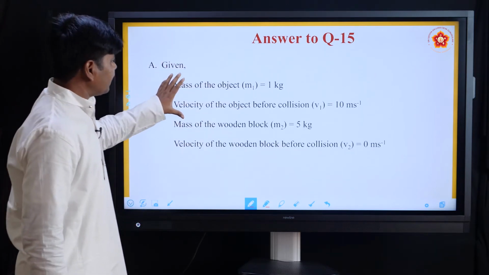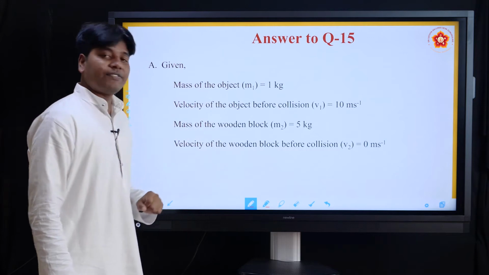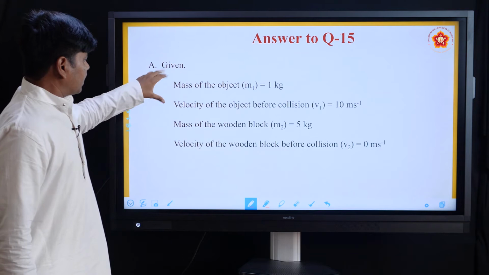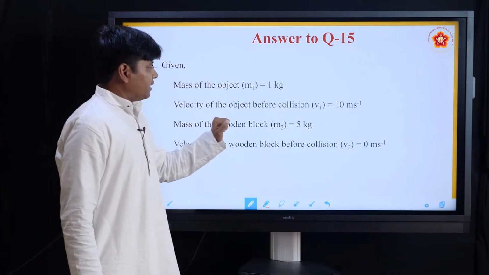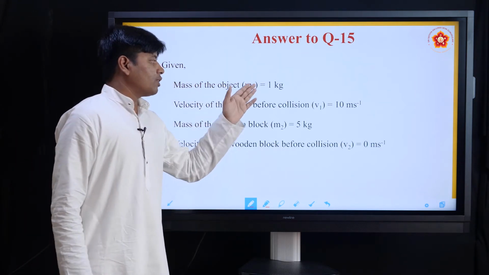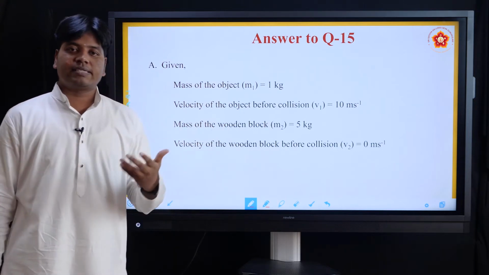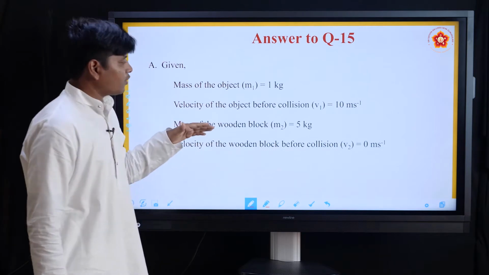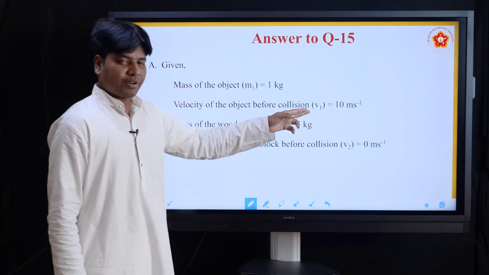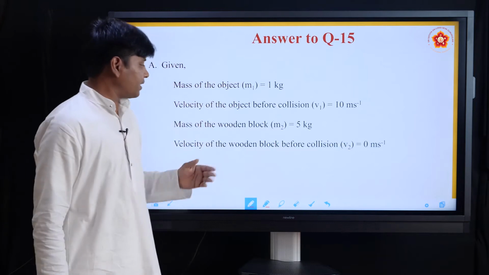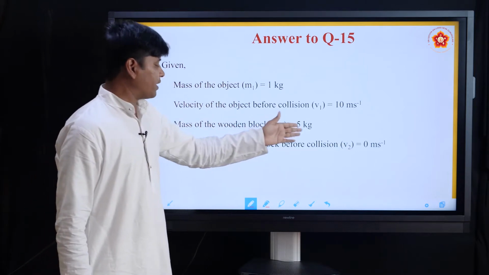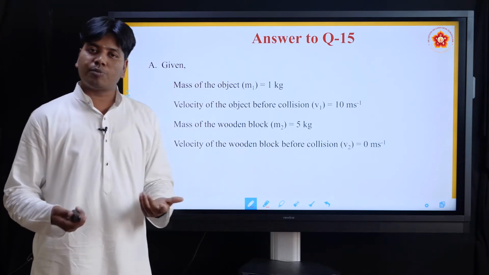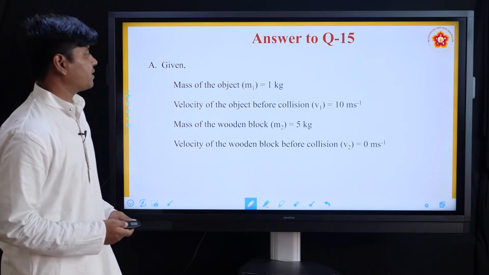So what are the things given in the problem? What are the parameters given in the problem? Given the mass of the object m1 is equal to 1 kg, right? Let us take the mass of the object as m1 and that is 1 kg. And the velocity of the object before the collision is v1, that is 10 meter per second. And the mass of the wooden block is 5 kg. Velocity of the wooden block before the collision is 0 meter per second, because it is not moving.